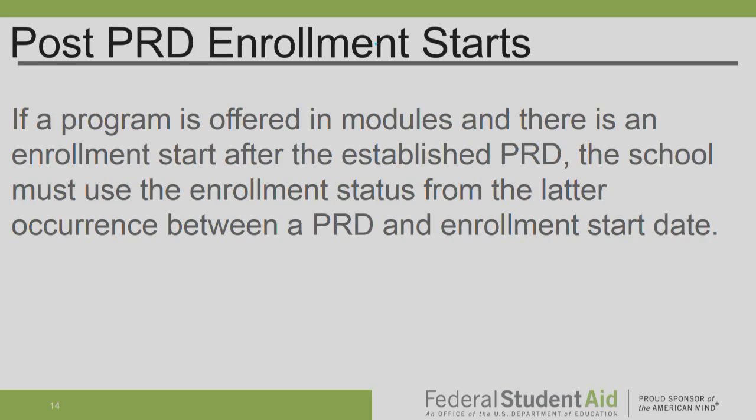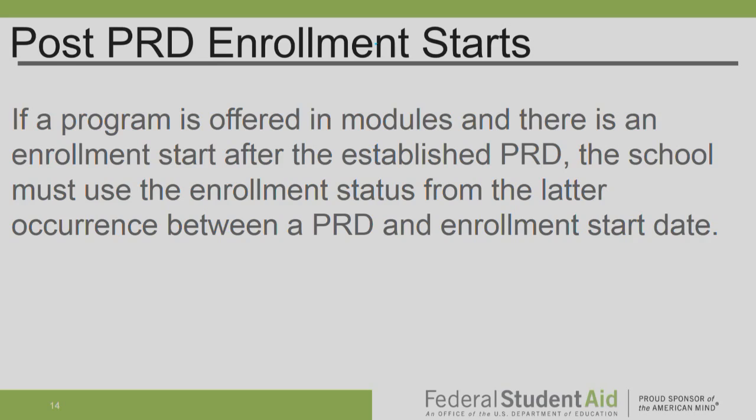So the idea here is, if I have a program that is offered in modules, and let's say I have a single fixed PRD, Pell recalculation date, but my students are able to start in any one of those modules thereafter. Let's say my Pell recalculation date is September the 15th because I start on September the 1st. But I have a module start date around October the 15th. My students can start anytime they want to, but they don't enroll in that module until after the Pell recalculation date has passed. Do you follow me so far?